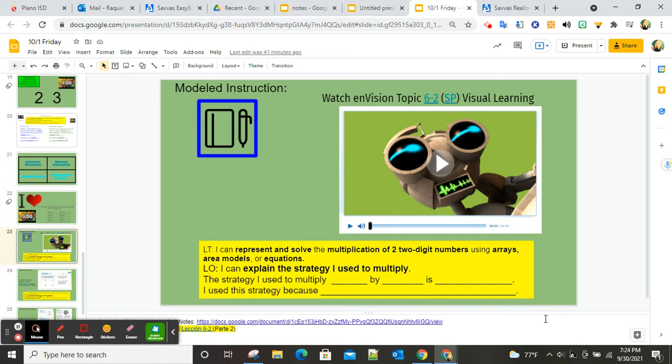Notice the words represent and solve. The word represent means to visualize. So we'll be drawing a picture to help us visualize multiplication.